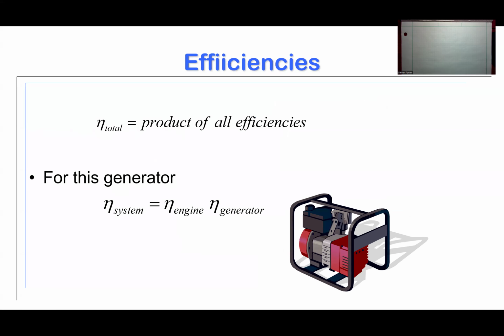Just to point out a few things here: efficiencies stack together. If I have a system of multiple components, each component has its own efficiency, and you multiply those efficiencies together to determine the overall efficiency of the whole system. If I've got a gas power generator, for example, I've got an engine that I pour gasoline into, and that's going to have a certain amount of efficiency. Maybe 40% efficient.